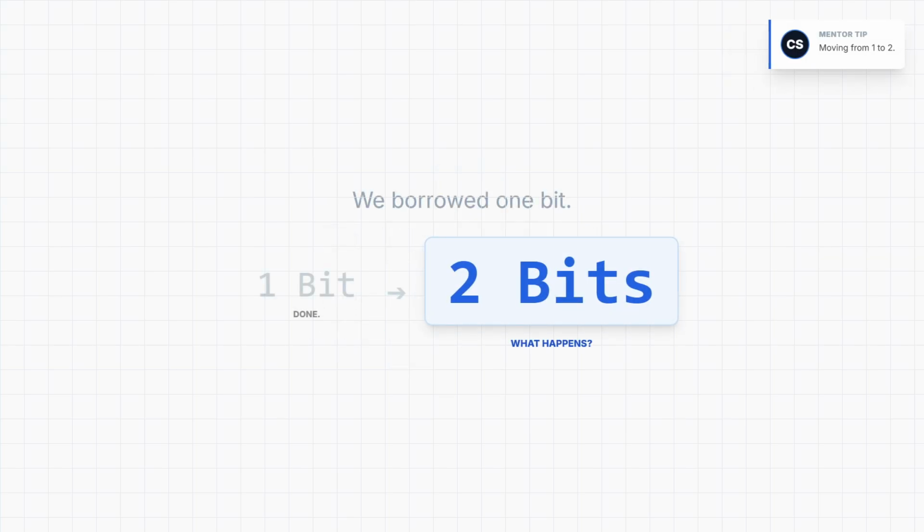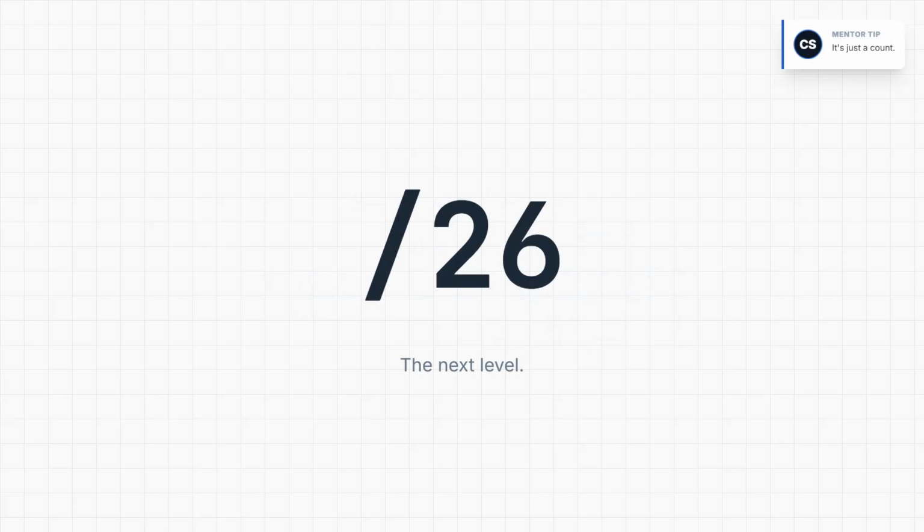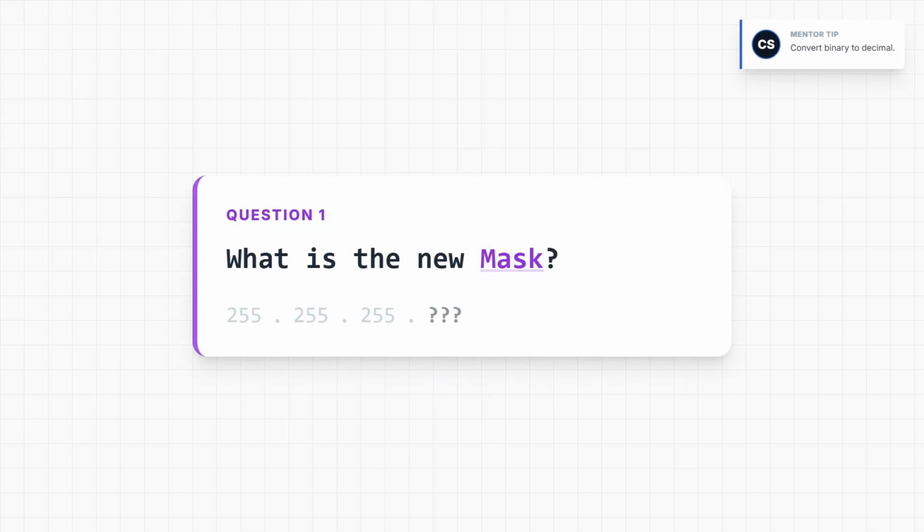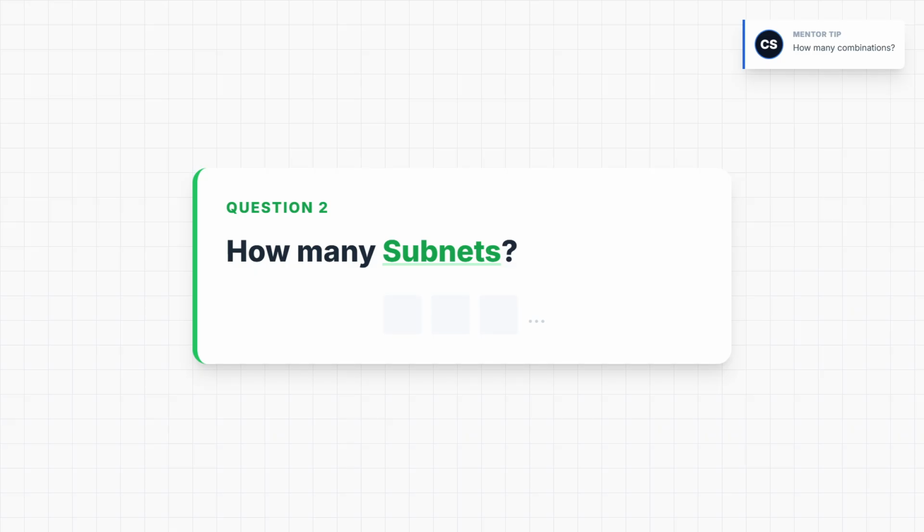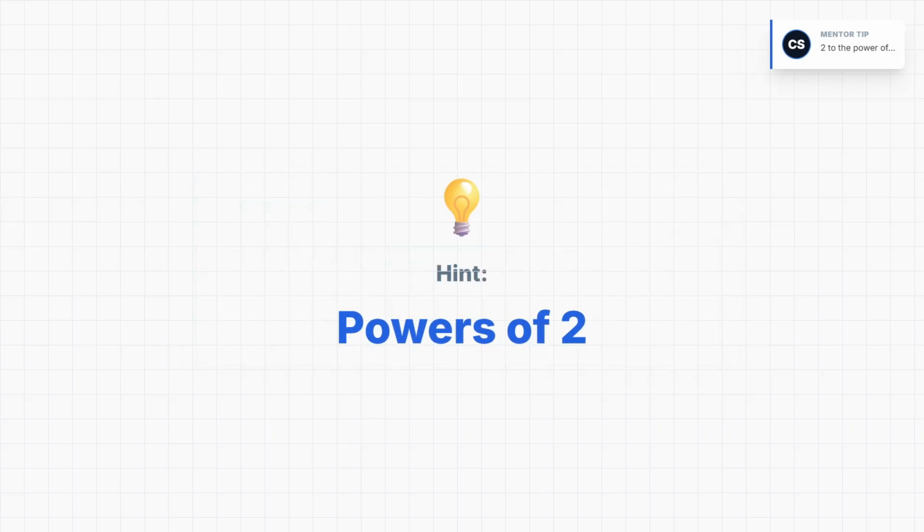Here's your homework. I want you to push your brain one step further. We just borrowed one bit, but what happens if we borrow 2 bits? What happens if we use a /26? If we borrow 2 bits, what does the decimal mask look like? And more importantly, if borrowing 1 bit created 2 neighborhoods, how many neighborhoods does borrowing 2 bits create? Think about the powers of 2.